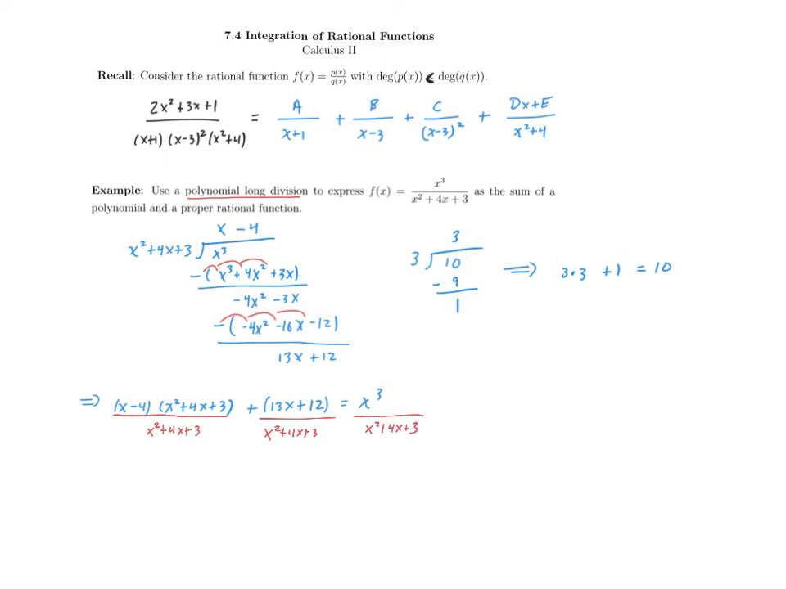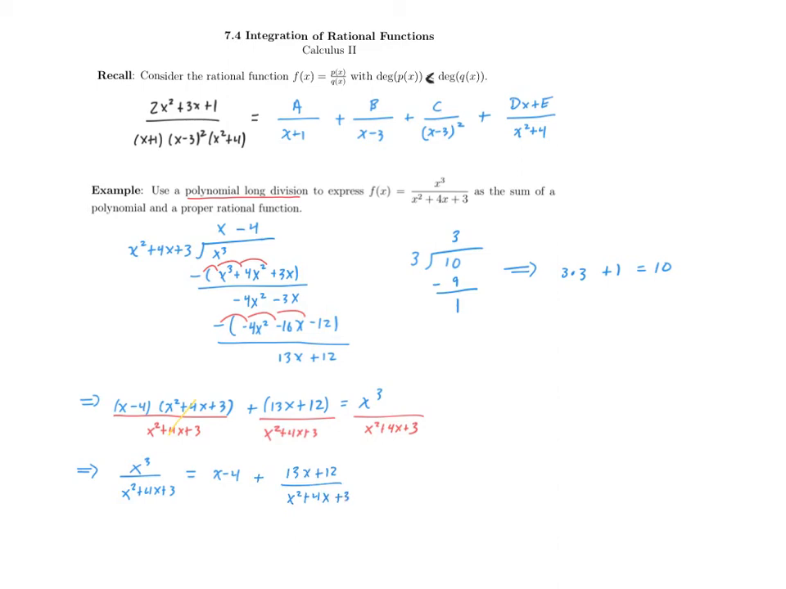And note, this is going to give us precisely what we want. The x cubed over x squared plus 4x plus 3, which we have all by itself on the right, is equal to x minus 4, that first term on the left, plus the proper rational function 13x plus 12 divided by x squared plus 4x plus 3.